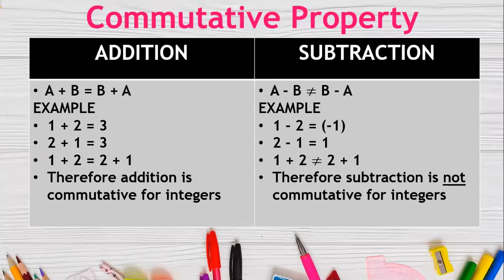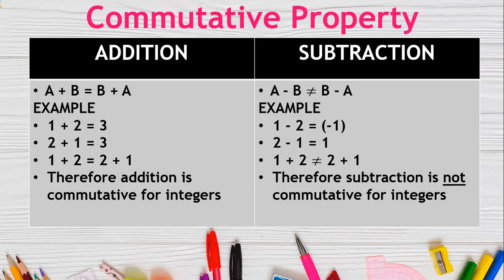Commutative property. Commutative property is true only for addition. It's false for subtraction. Let's prove it. Let's see the case of addition first. According to commutative property, an integer a when added to an integer b must be equal to b plus a. Let us assume the value of a to be 1 and b to be 2. A plus b is on the LHS and b plus a is on the RHS.